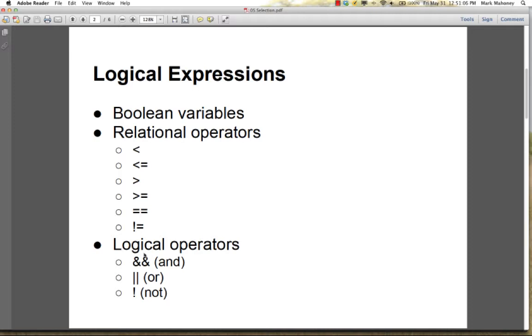Okay, we can have logical expressions with Boolean variables, relational operators, or logical operators. And we're going to talk about these in great detail here. Let's start with Boolean variables. Remember in the last lecture we talked about some of the built-in types like int and float and char. There's another type called bool. And a variable of type bool can only hold one of two values, either true or false.